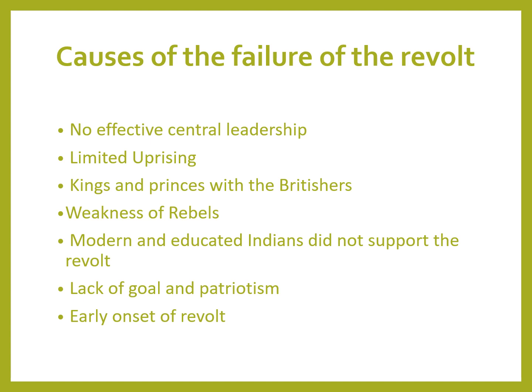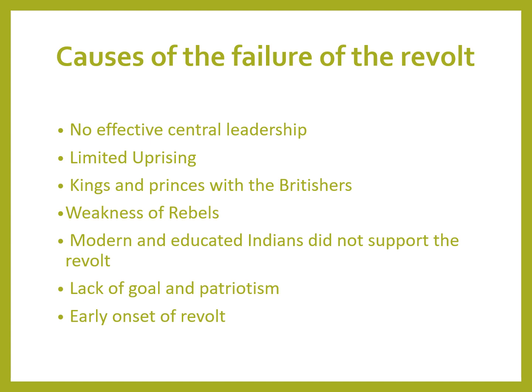Railway and telegraph system proved very useful to the British in transporting soldiers and materials, and that is why Indians could not succeed. Another reason for the failure was that the modern educated Indians did not support the revolt because they could not rise from the age-old customs. The educated felt the Britishers to be the sign of the modern age, so they acted neutrally.